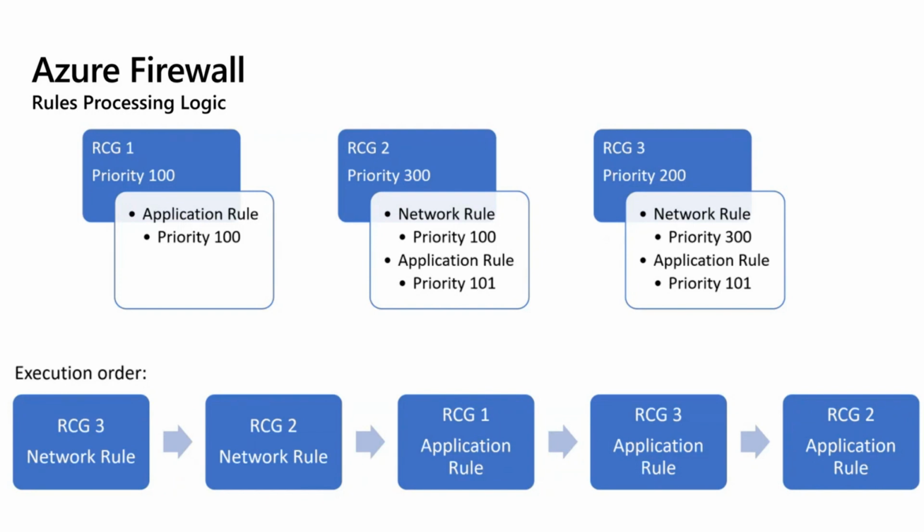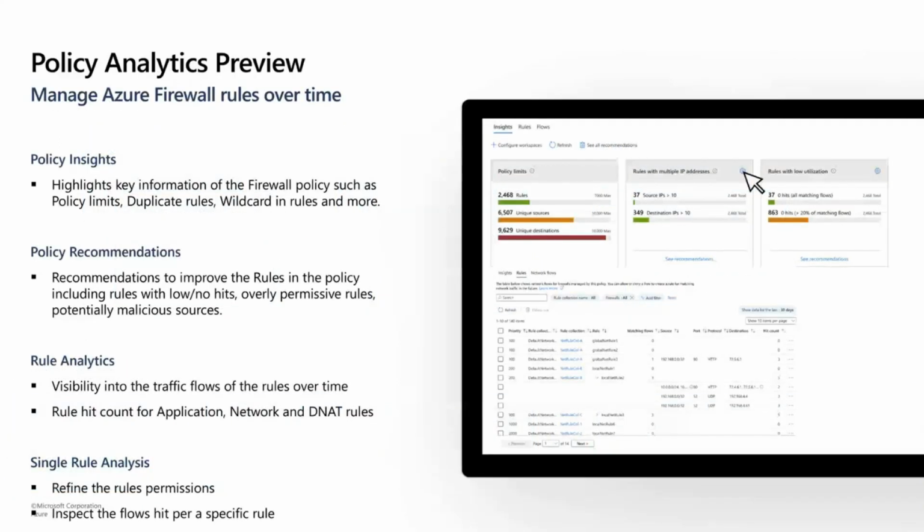So I just wanted to mention it. If you have very, very large environments, you know what I'm talking about with these rule collection groups. And that's why they're important, but definitely the network and application rule priorities come into play. Okay, I think that's all I have.